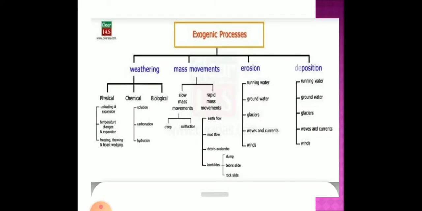Now you can see the exogenic process. There are four types of exogenic process: weathering, mass movement, erosion, and deposition. Weathering is of three types: physical, chemical, and biological weathering. Mass movement is of two kinds, slow mass movement and rapid mass movement. Erosion happens due to running water, groundwater, glaciers, waves and currents, and wind.